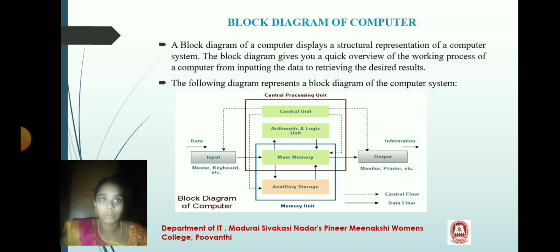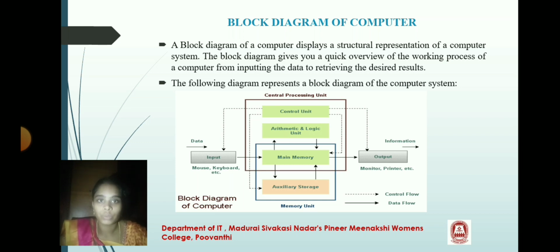Actually, a block diagram of a computer is a structural representation of a computer system, showing the working process of a computer system from inputting data to the desired output. The following diagram represents a block diagram of the computer system. It has three components: input unit, central processing unit, and the output unit.